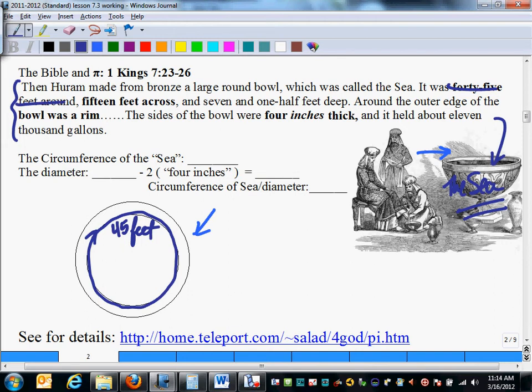Okay. Next one, Ailey, what is it across? 15. Now when it gives the across, it's actually the outside measurement here. That's 15. That's not your true diameter.